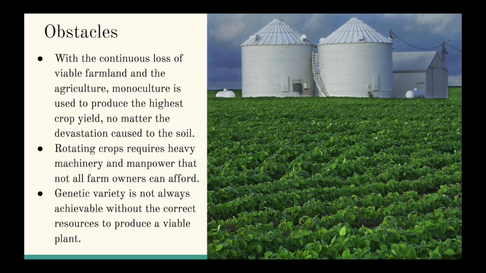Obstacles. With the continuous loss of viable farmland in America, monoculture is used to produce the highest crop yield, no matter the devastation caused to the soil. Rotating crops requires heavy machinery and manpower that not all farm owners can afford. Genetic variety is not always achievable without the correct resources to produce a viable plant.